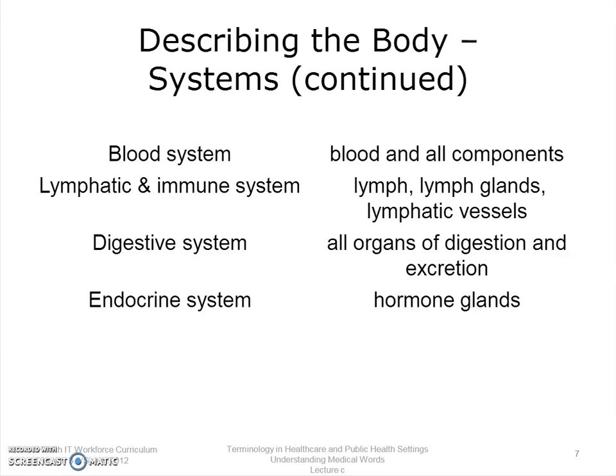The digestive system includes all organs of digestion and excretion, such as the esophagus, stomach, intestines, etc. It digests food, absorbs nutrients into the blood, and excretes undigested wastes. It receives sensory information for the sense of taste. The endocrine system includes all of the various hormone glands, such as the pituitary, adrenal, and thyroid glands. These glands produce and secrete hormones into the blood, which in turn direct other body systems.